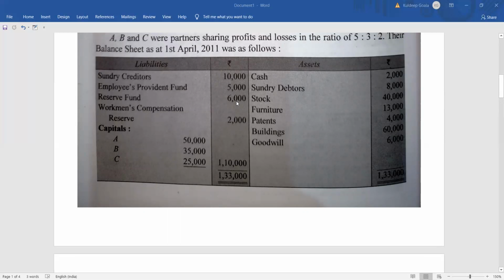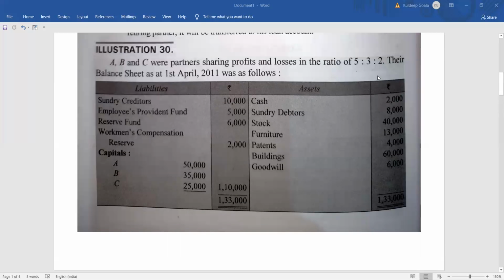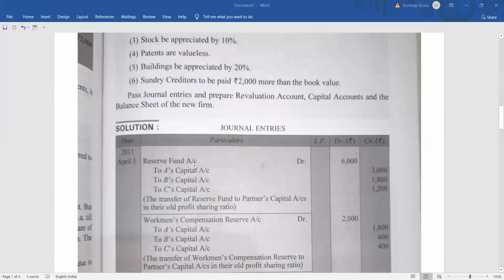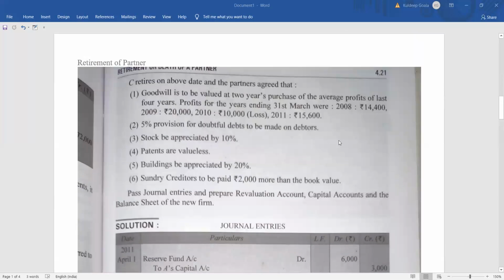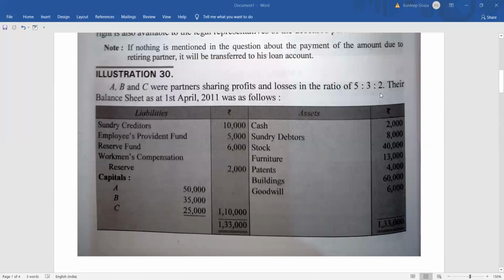We already know that reserve fund account debit 6,000 to A's capital account, to B's capital account, to C's capital account in the ratio 5:3:2, isn't it? So we can see that the first entry is reserve fund account debit 6,000 to A's capital account 3,000, to B's capital account 1,800, to C's capital account 1,200, in the ratio of 5:3:2, right?